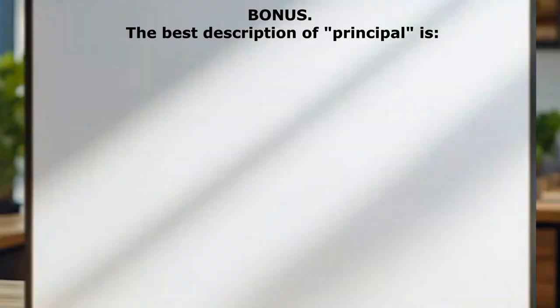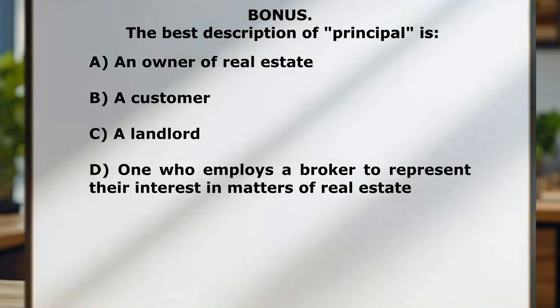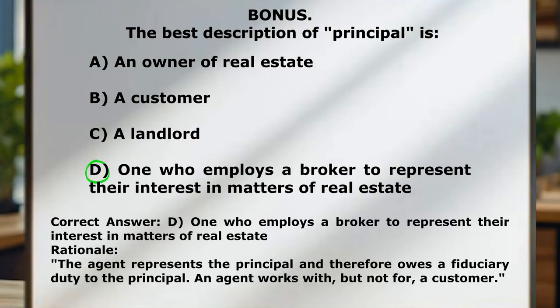So because I care about you and I want to see you pass your exam on the first try, I'm giving you a bonus question. Question number 11. The best description of principal is A, an owner of real estate. B, a customer. C, a landlord. D, one who employs a broker to represent their interest in matters of real estate. Correct answer, D, one who employs a broker to represent their interest in matters of real estate.